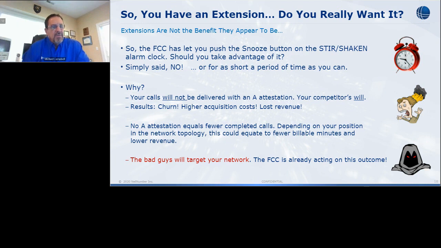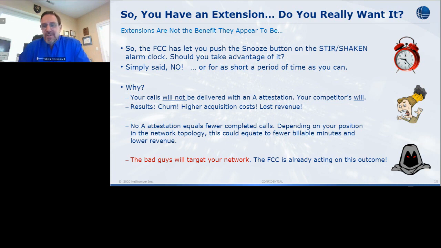And the reason for this is really simple. Your calls will not be delivered with an A attestation. Your competitors will. And your customers aren't going to miss that fact. And what happens when customers are unhappy with your service? They go somewhere else. The word is churn, and I haven't seen in my life anything that'll make a carrier business operations team run around with their hair on fire more quickly than churn will.